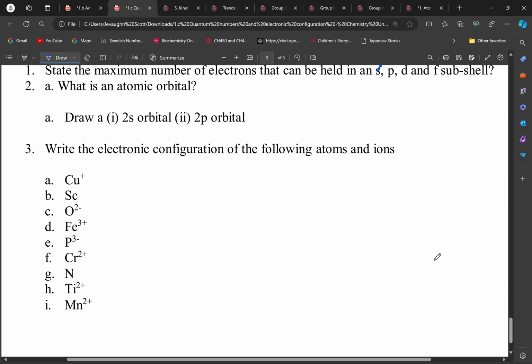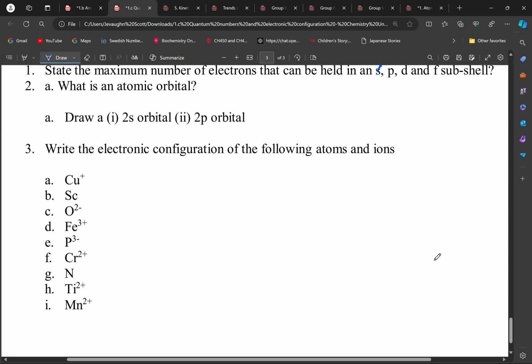Go ahead. Somebody raise your hand. Sir, you want us to answer the question? These questions here, the electronic configurations, yes. Atoms and ions. So please have a go at all of them.